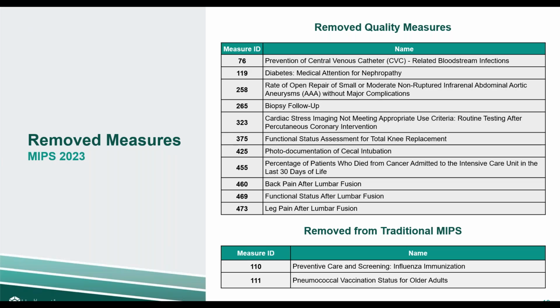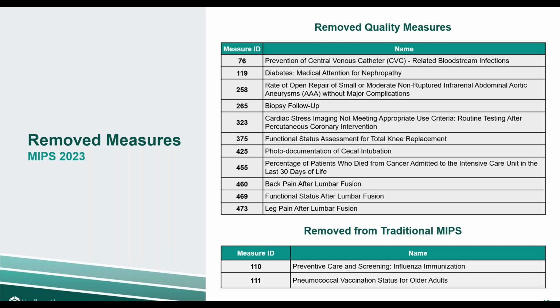We can also take a brief look at some of the measures that were removed this past year. At the bottom, we can see two of these measures are 110 and 111 that were heavily used prior. These have been removed from traditional MIPS, and these are the influenza and pneumococcal vaccinations. We'll talk about MVPs if we have time at the last part of this webinar, but essentially they can be reported in separate groups of measures, but you can't select them on their own for MIPS reporting this year.